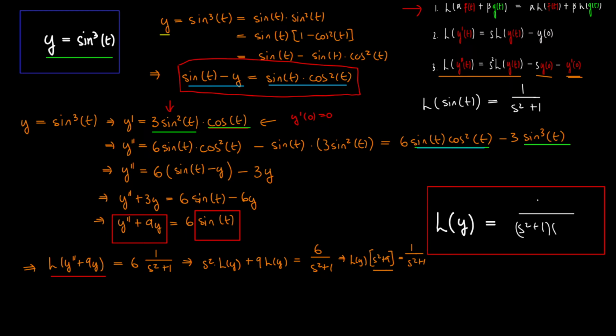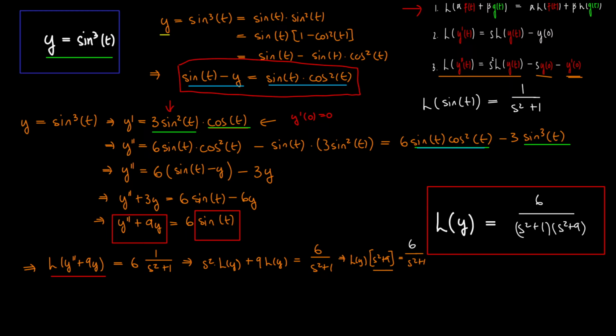times by, not 1, sorry, it's not 1 here. There's a 6 here, I forgot. So 6 over s squared plus 1, and then here I have s squared plus 9. Okay, and that's our Laplace transform. So this is a very interesting example of how we can use the technique. And again, we used no integration whatsoever. So very interesting.